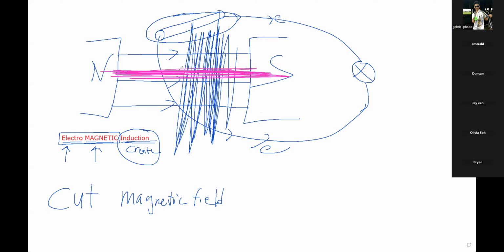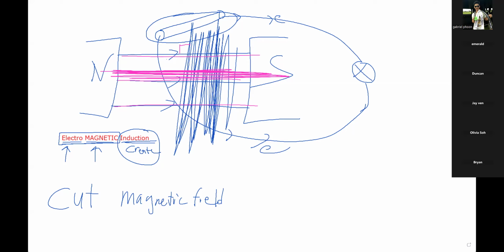If I move left and right, I'm basically just moving along the magnetic field, which is essentially not cutting the magnetic field. So the only way for me to cut the magnetic field is to go up and down. And realistically, if my movement is exactly perpendicular to the magnetic field, it generates the most amount of electricity. Before I proceed, does anyone have any questions about this part?